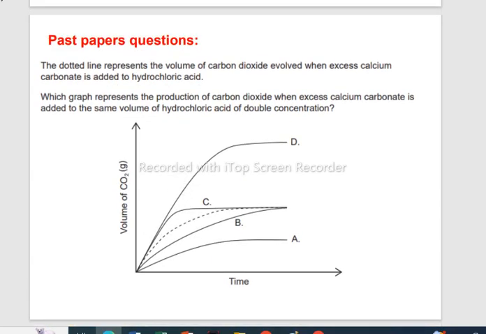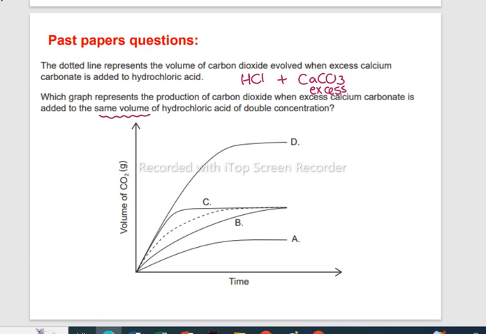The dotted line represents the volume of carbon dioxide evolved when excess calcium carbonate is added to hydrochloric acid. So I have the HCl and I have the calcium carbonate. This is your excess reagent, and this is your limiting, of course. Which graph represents the production of carbon dioxide when excess calcium carbonate is added to the same volume?